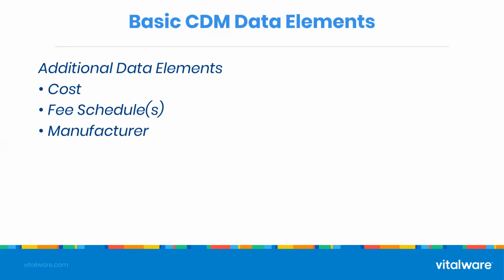Some other data elements that you may see in Hospital Chargemaster, and this is not all of them. Obviously, each facility is unique and houses different data inside their system. But a couple others here are the cost. So sometimes when you're dealing with supplies, the cost might be populated, or again, even in pharmacy. And fee schedules. So what are your fee schedules for each of your facilities? And then also sometimes manufacturer is one of the data elements in the Chargemaster file.